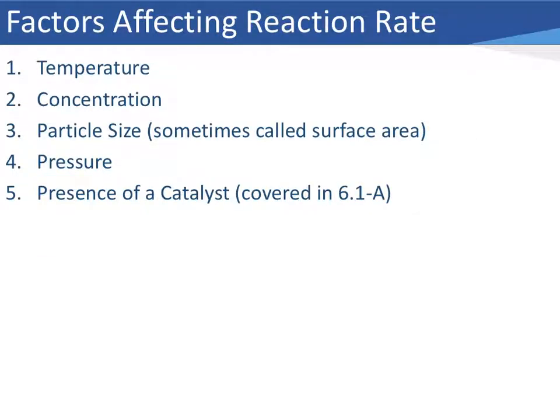So there are some factors that affect reaction rate. Some of these you may have studied previously. We'll get into more detail in 6.1b today, and even a little bit more detail in topic 16, the higher level material. The factors are temperature, concentration, particle size, which is sometimes called surface area, pressure, and the presence of a catalyst, which again we've already talked about. So we're going to focus on these four factors.